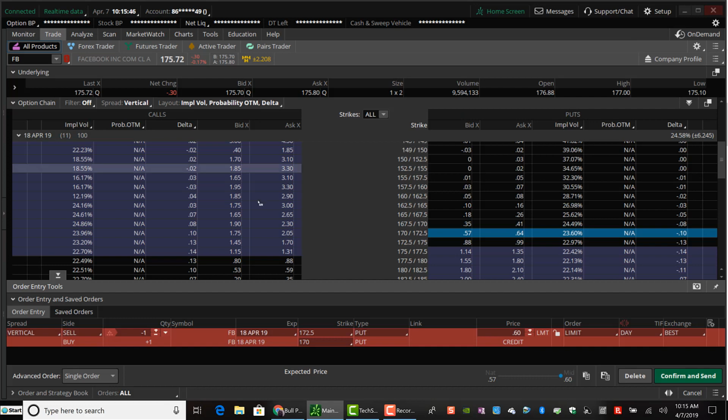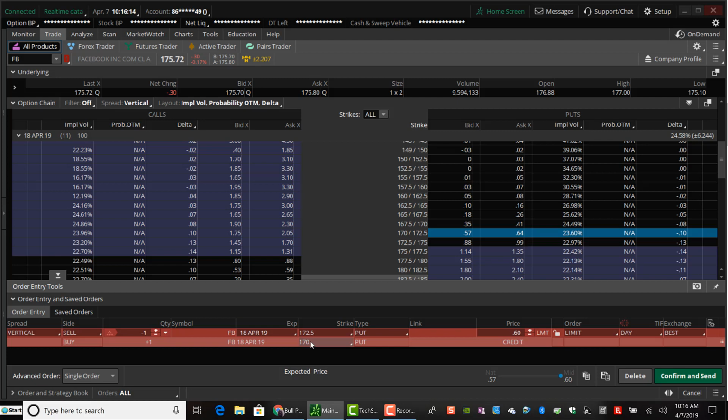So the way it looks, for this example, I'm going to move these strikes around so you guys can see the different credits that you'll get, and how it changes when you move the strikes around. So for this example, we're going to buy, and instead of going in the money, we want to keep these out of the money. I'm going to show you guys the difference.